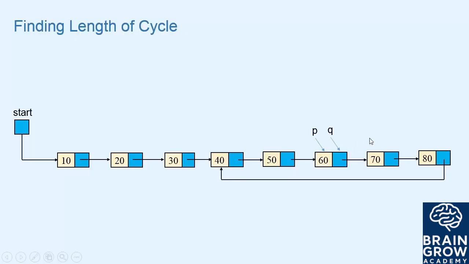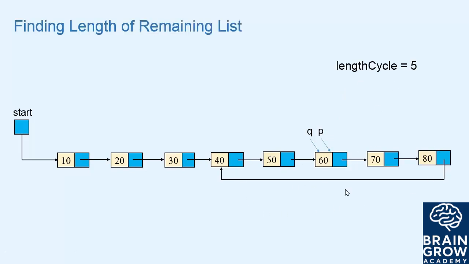So let's move this reference Q. So this Q moved 5 times before meeting this P again. So the length of the cycle is 5. That is, the number of nodes in the cycle is 5.